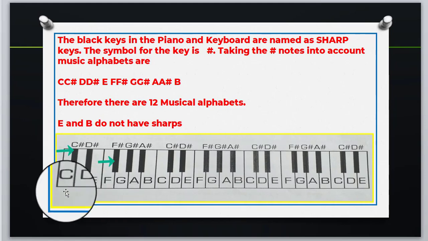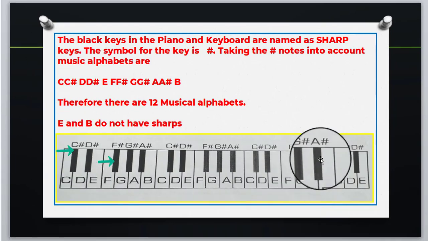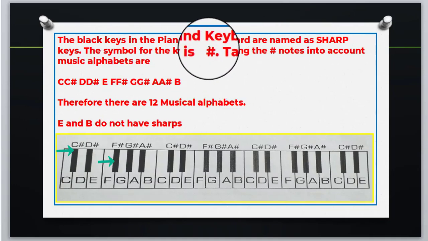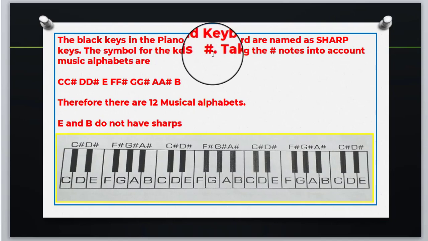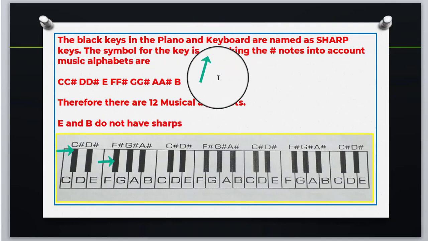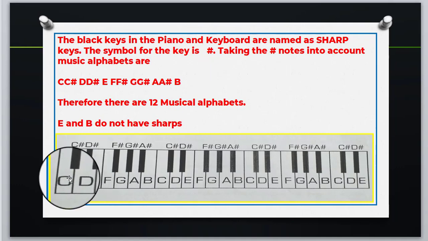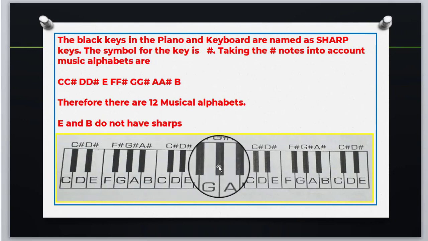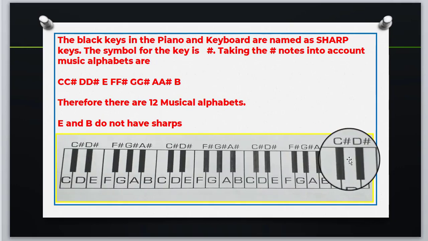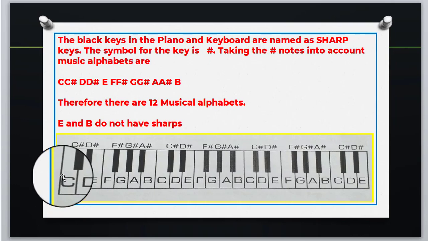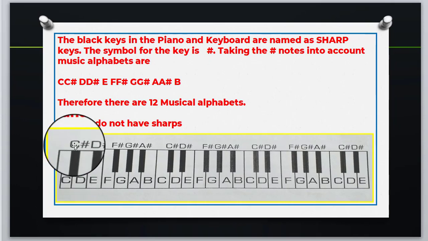Right? 2 white keys. Now these black keys are named as sharp, S-H-A-R-P, and the symbol used is this one. There are 2 vertical lines and 2 parallel lines. This is called sharp. Now, how are these sharps placed? The black keys in the keyboard or in the musical instruments are named sharp keys. For example, the white key is named C, then we have C sharp.